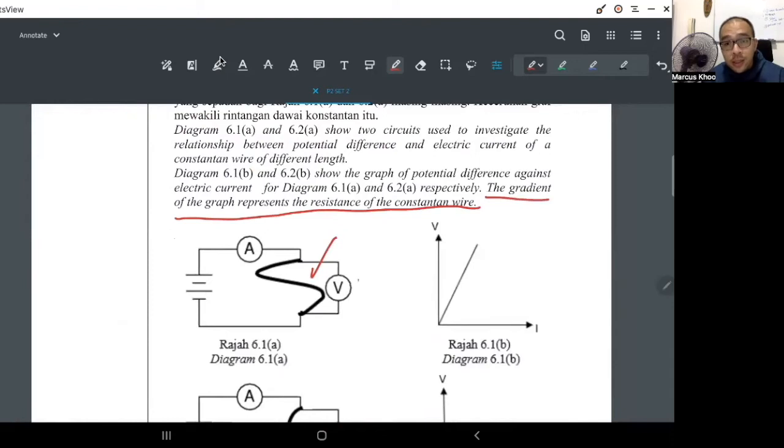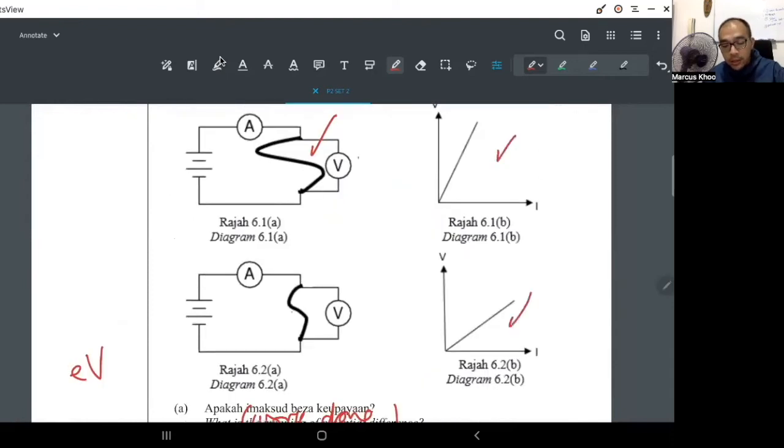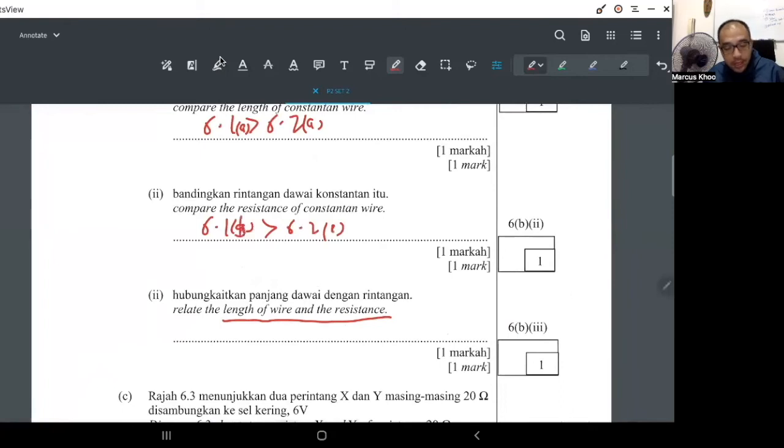How do you know this? You look at the gradient. This one, the gradient is higher. This one, the gradient is lower. Gradient is kecerunan. So the steeper it is, the higher the gradient. The flatter it is, the lower the gradient. So 6.1B, sorry, my mistake, 6.1B has a bigger resistance than 6.2B. So relate the length of the wire and the resistance: the bigger the length, the bigger the resistance also will be. Not the other way around.